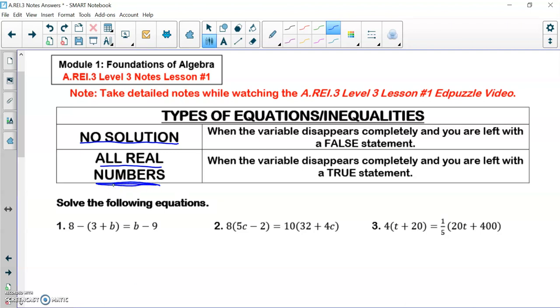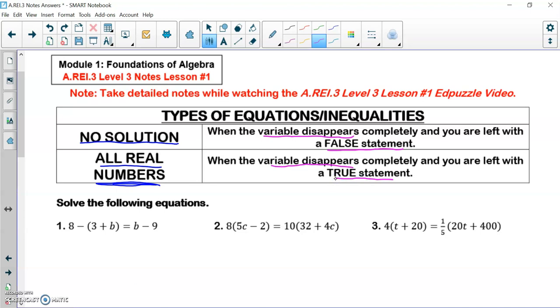Now, a no solution would happen if the variable completely disappears and you wind up with a false statement at the very end. Whereas an equation that has all real numbers, where every number would work in that equation, is when the variable disappears completely and you have a true statement that's left over.